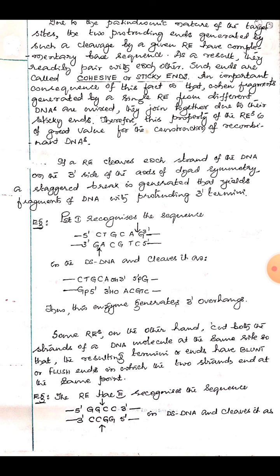Here I have one more restriction endonuclease, PstI. How are they named? I'll let you know the principles of nomenclature of restriction endonucleases a little later. Here I have the enzyme PstI. It has the target site CTGCAG.